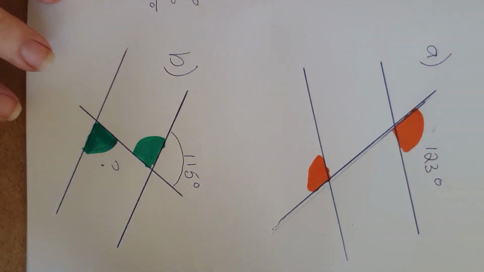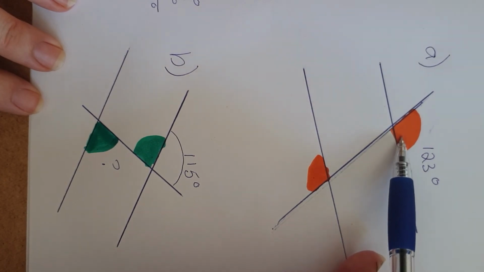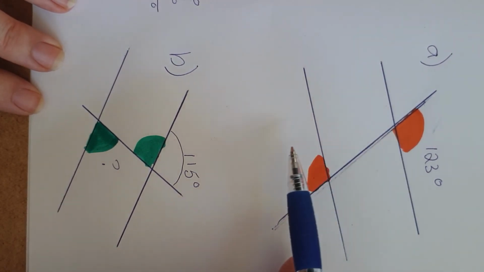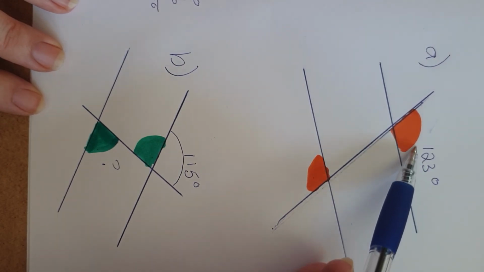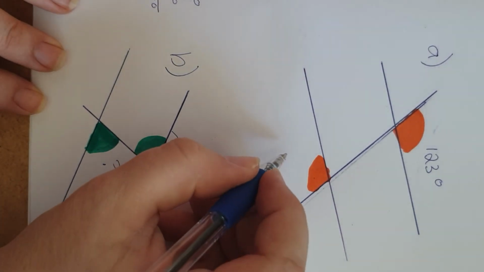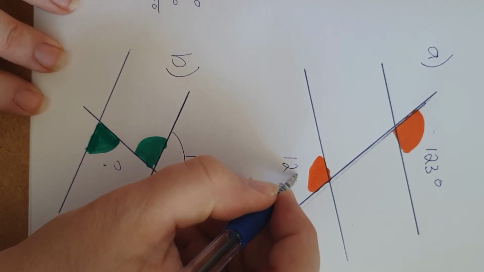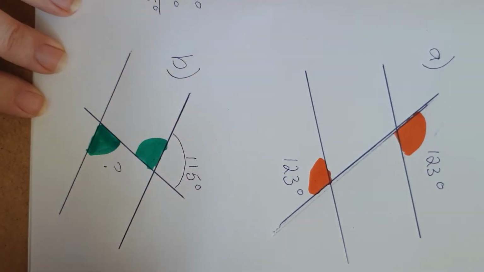Now we know by drawing that this angle here and this angle here are equal. Therefore, if we're told that this angle here is 123 degrees, the angle here must also be 123 degrees.